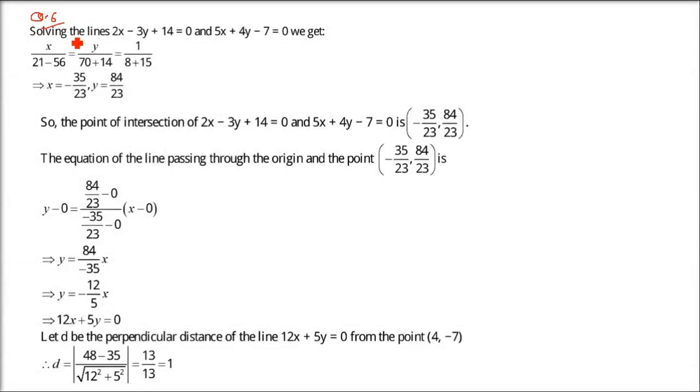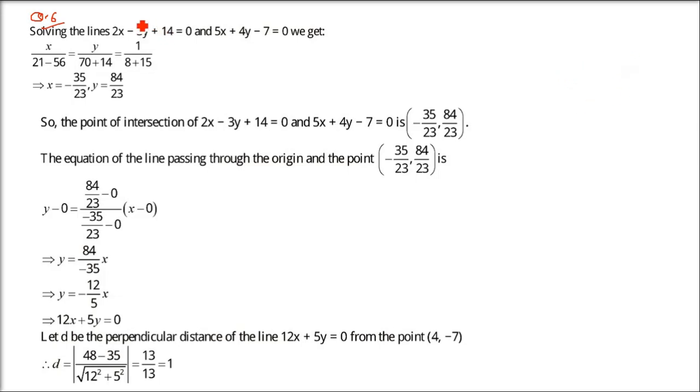This is question number 6. Now, find the length of the perpendicular from the point (4, minus 7) to the line joining the origin and the point of intersection of the lines 2x minus 3y plus 14 equals 0 and 5x plus 4y minus 7 equals 0. So what is the intersection point? First we find the intersection, the same thing which we have done in the previous question.